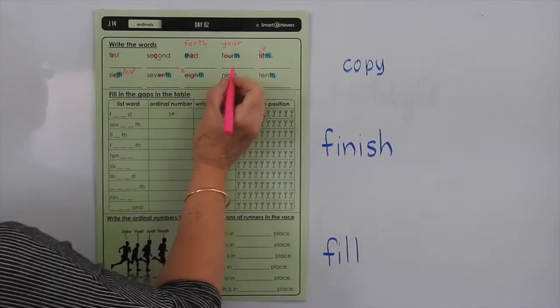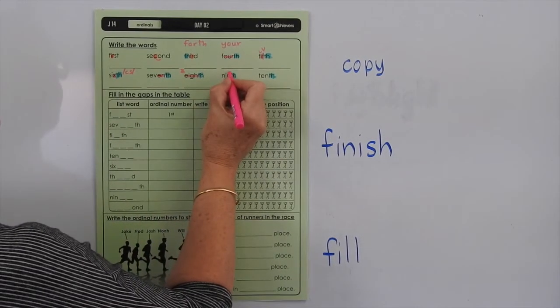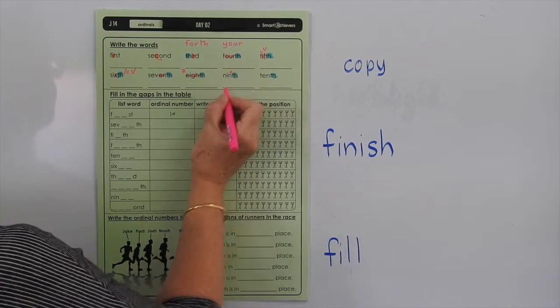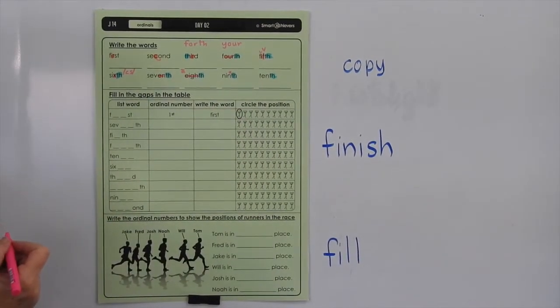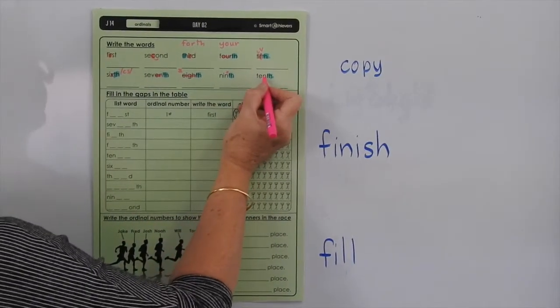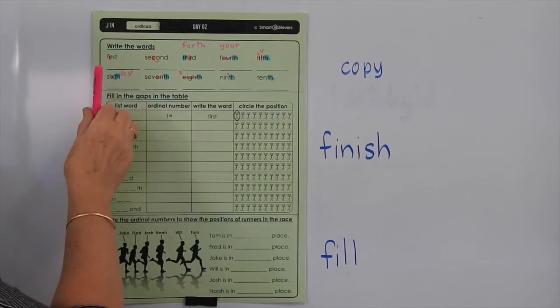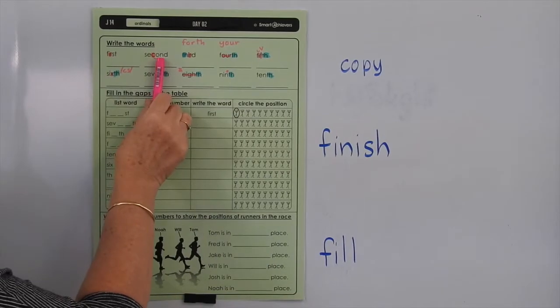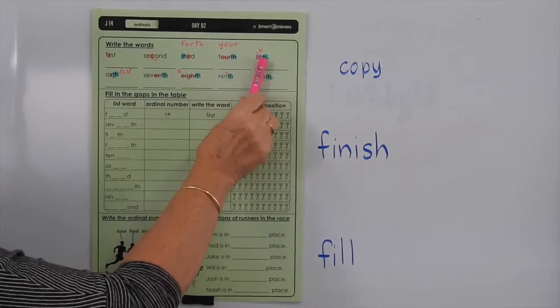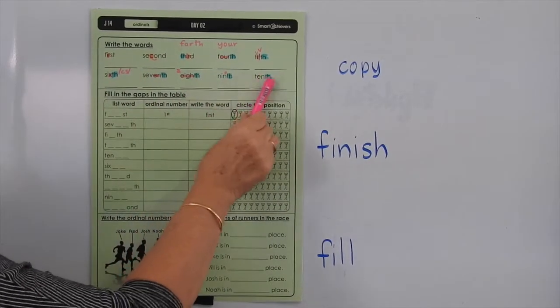Eighth. Ninth, we've got rid of the E there. It's not in, so just be aware of that when you're writing it and remember it. And tenth is quite an easy one. You've just got ten plus th. Now, this means you came in number one position, two, three, four, five, six, seven, eight, nine, ten.